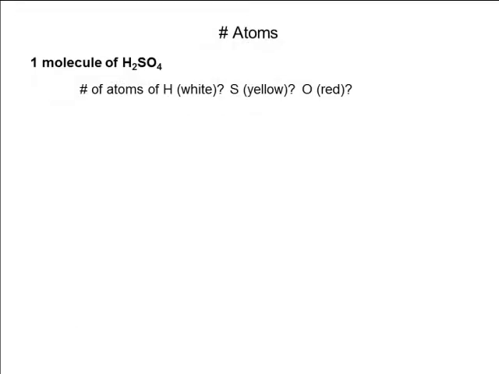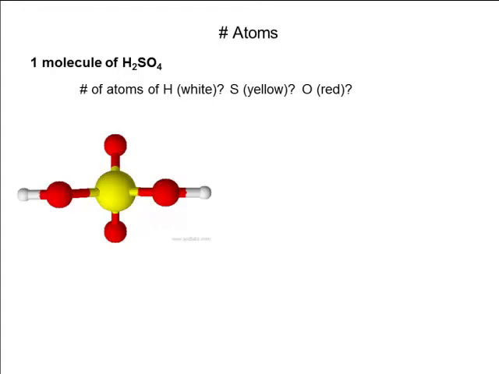Now let's look at formulas and see how they help us determine number of atoms, mass of atoms, moles of atoms, moles of molecules, and a wide variety of things. If I look at one molecule of H2SO4, sulfuric acid, in a picture where atoms of hydrogen are white, sulfur yellow, and oxygen red: based upon the H2SO4 formula, how many atoms of hydrogen are in one molecule? I would have 2 hydrogen atoms. There are 2 white atoms in the picture, and the H2 subscript means 2 hydrogen atoms.